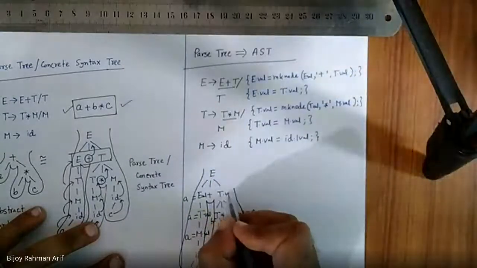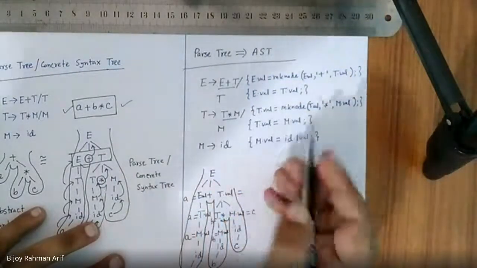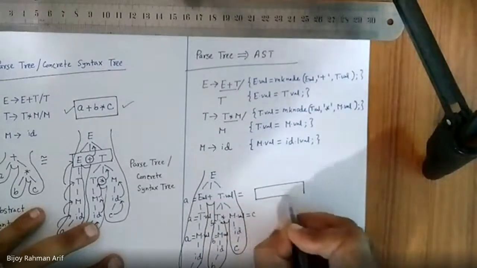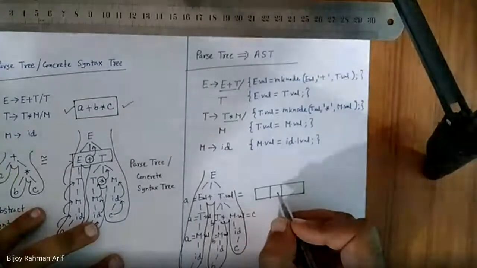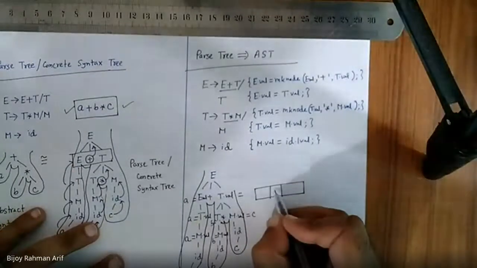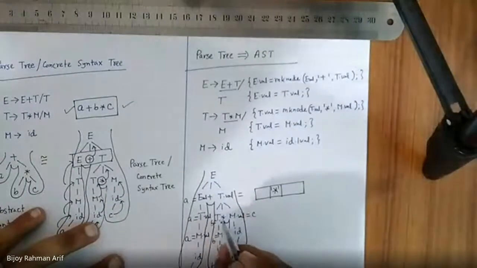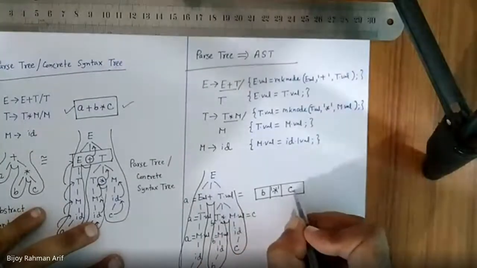So what is the case? T dot val would become make node. So I'm going to make a node like this. In the middle, what would be there? In the middle there would be star. What is the left side? The left side is T val, which is nothing but B. The right side is nothing but M val, which is C.